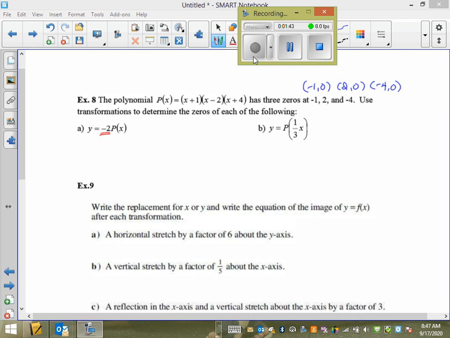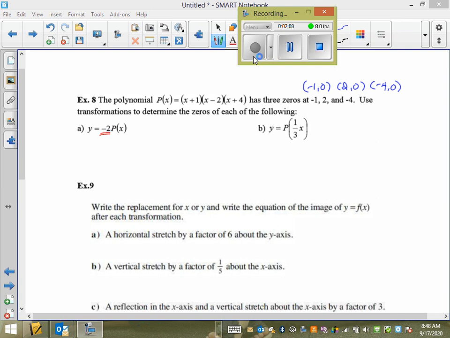It's a vertical stretch by a factor of 2 about the x-axis because it's with the y's, right? We didn't say negative 2 because the negative 2 is actually a reflection in the x-axis. So we do what we say. So we said there's a vertical stretch by a factor of 2 and a reflection in the x-axis, which means I'm going to multiply by negative 2, right?